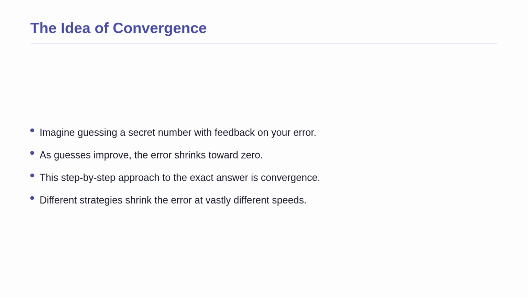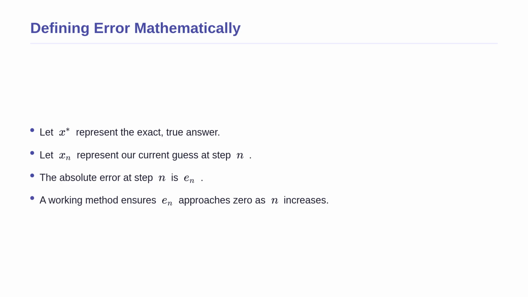But why does this matter? Because not all guessing strategies are equal. Some shrink the error slowly, like walking, while others shrink it incredibly fast, like a bullet train. To truly analyze these strategies, we must define this concept mathematically so we can measure it.